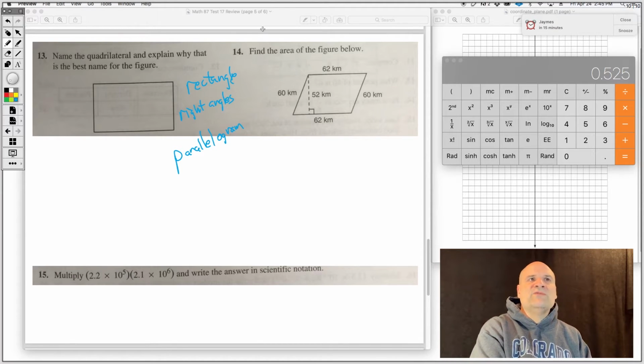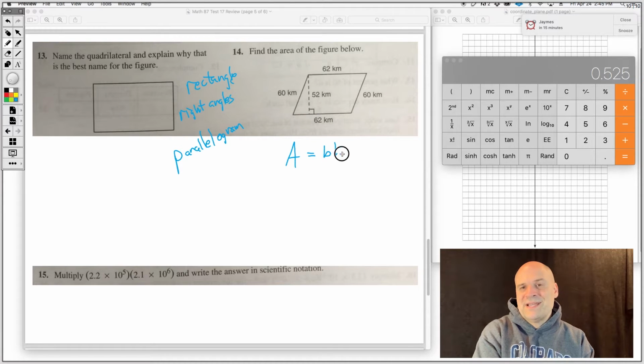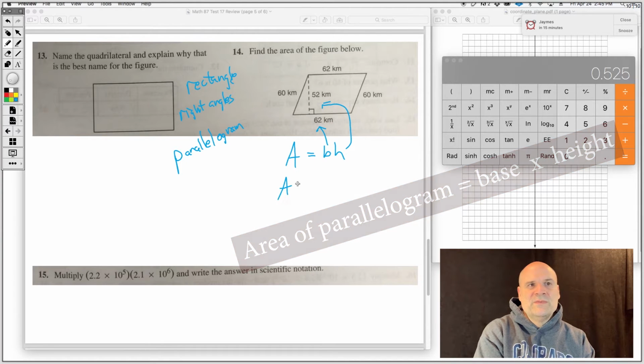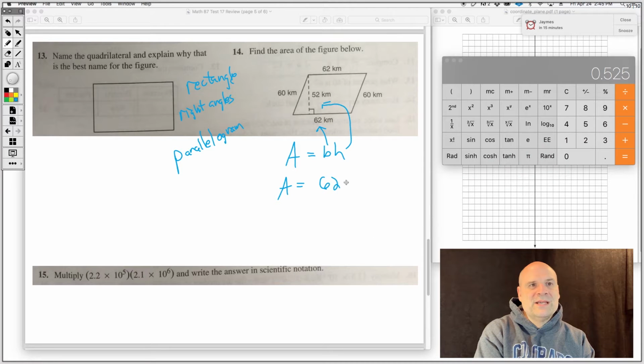All right, what about this? Find the area of the figure below. Well, this is a parallelogram. The reason we know that is because these are equal and these are equal. So these are kind of there to throw you off. You don't need those. All you need to find the area of a parallelogram is base times height. So your base is 62 and your height is 52. So area equals 62 times 52. And what does that equal?